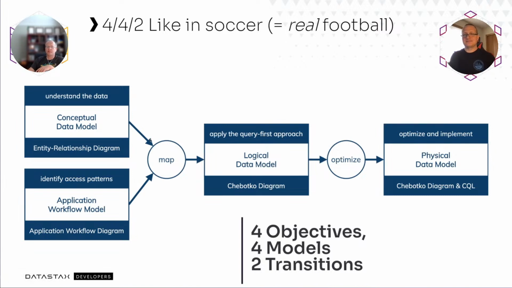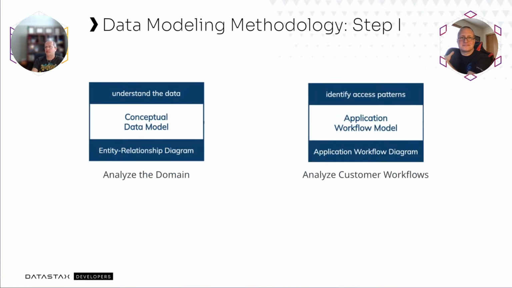Once you have those two things, you understand the data and you understand how it will be used, you can map that into the first schema, applying the query-first approach, and you get the logical data model. You will see the Chebotko diagram as a way to represent it. And then the final step is when you optimize and you get the physical data model that can now be instantiated in CQL, Cassandra Query Language, and you can create it in the database. So let's look at those steps.